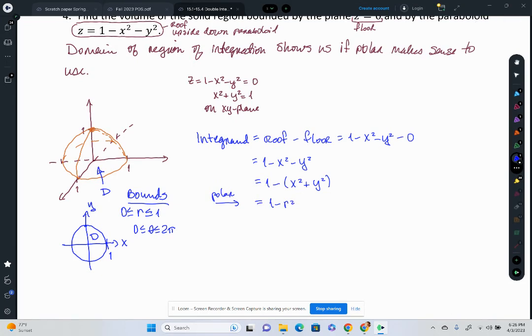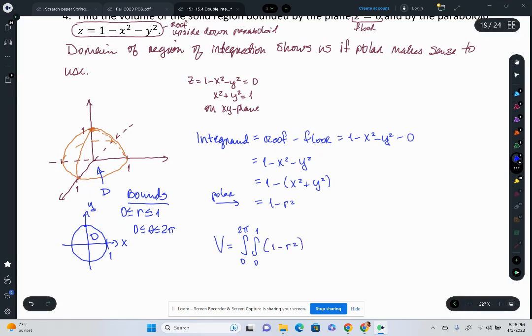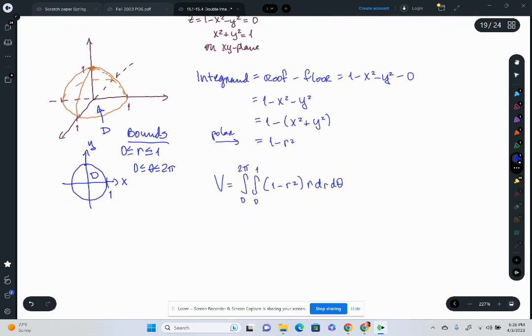Okay, so if I want to set up a volume, I need my double integral, and those are going to be for r and theta. I'll have 0 to 2 pi on the outside. I'll have 0 to 1 on the inside integral. My integrand is always going to be the roof minus the floor, which we found to be 1 minus r squared. And then my differential, my dA, is r dr d theta. Okay, so now if we distribute that r, after that we can start to integrate. After distribution, we have the integral from 0 to 2 pi, integral from 0 to 1 of r minus r cubed dr d theta.